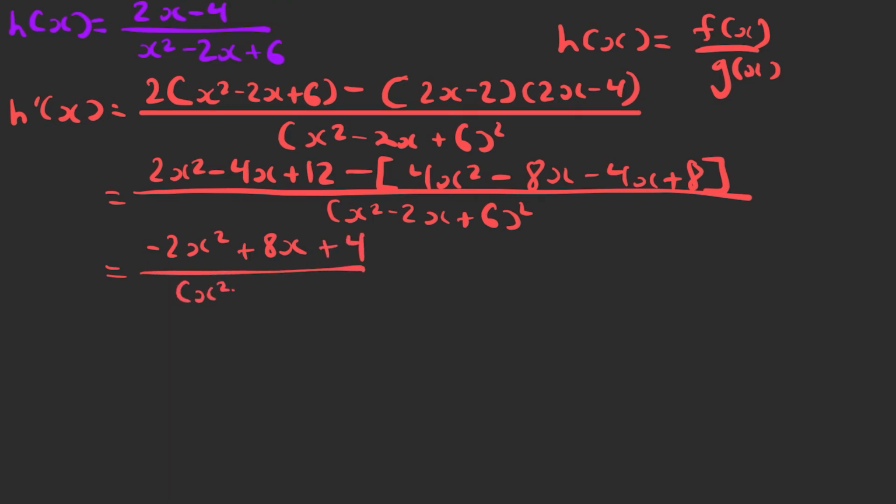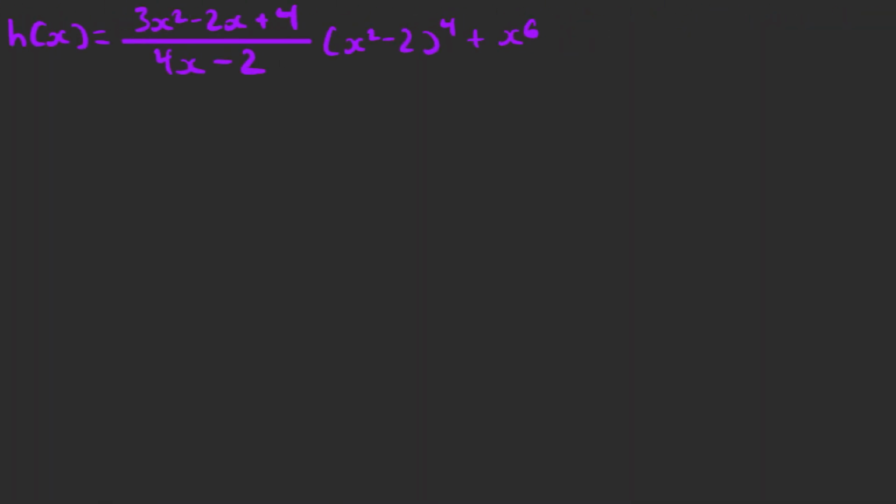Okay, now we divide this by this, and we will be left with 4 plus 8x minus 2x squared over x squared minus 2x plus 6 all squared. Okay, now let's try this example.